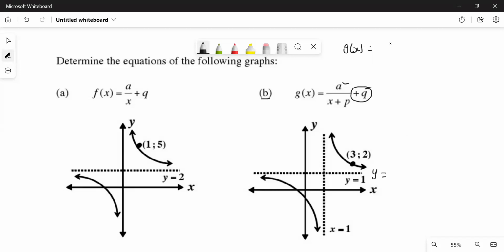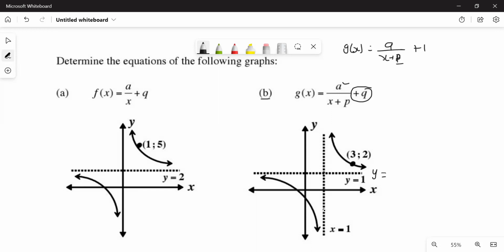It says g of x is going to be equal to a over x plus p, plus 1. Okay, so far so good. Now we still want to get P. How do we get P? P is the value that we're going to put here so that we get the vertical line.